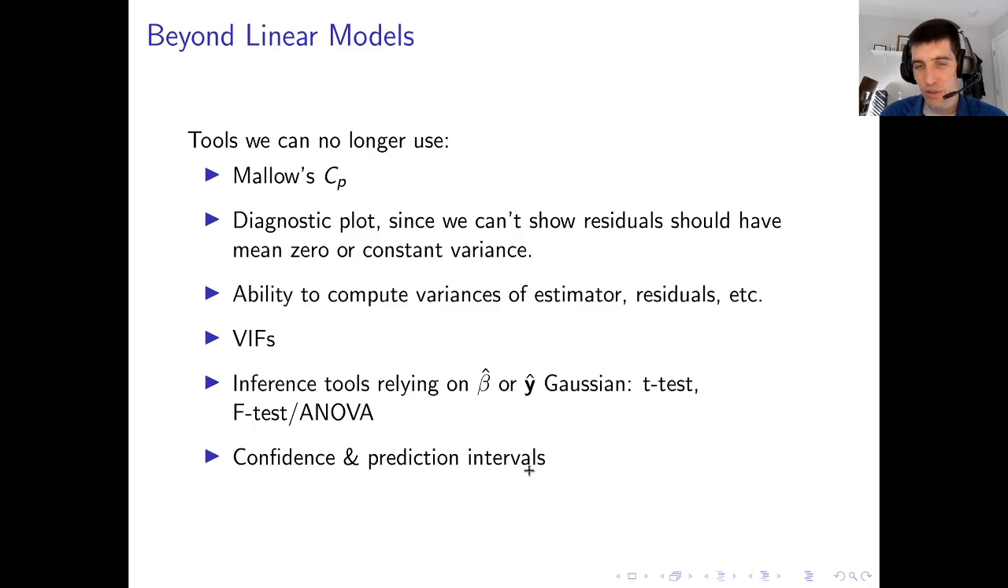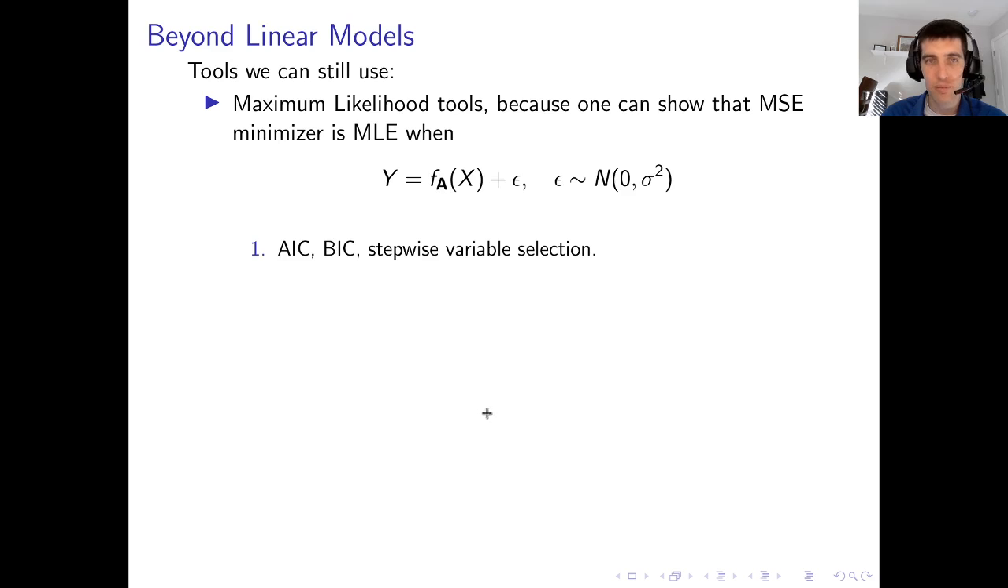Confidence and prediction intervals, these also come out of this third assumption, which we can't show that beta hat should be Gaussian. But we can use some tools, and in particular the maximum likelihood tools. So when introducing maximum likelihood tools, I said, well, in general, they tend to be preferable to the tools that are specific for linear regression because they're more applicable outside of this case.